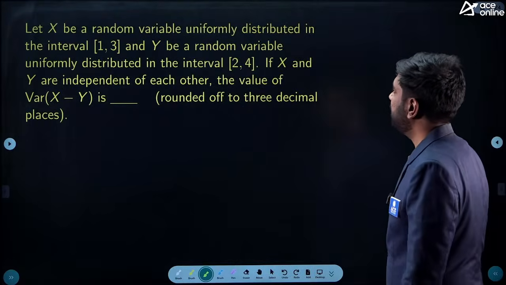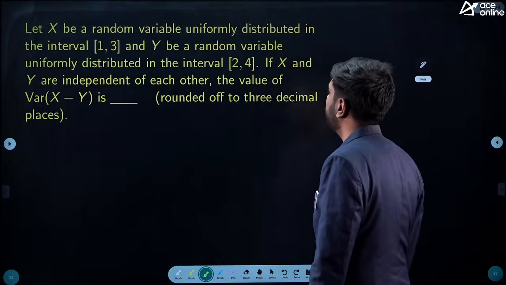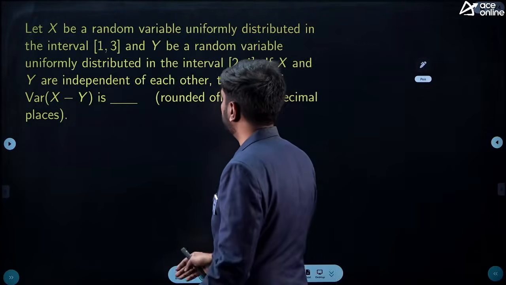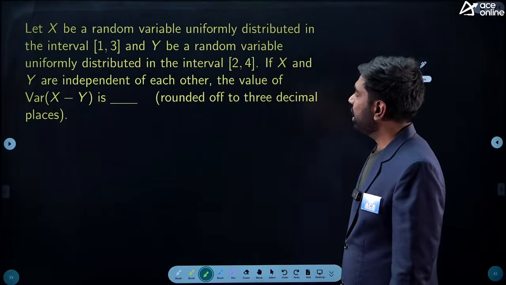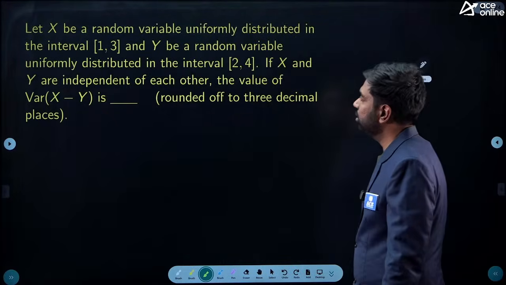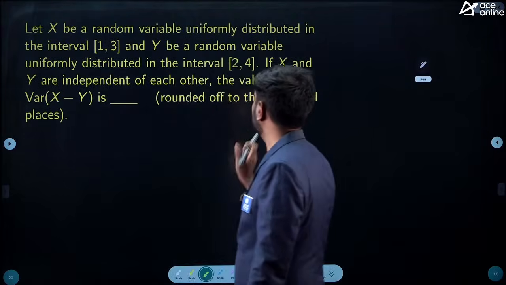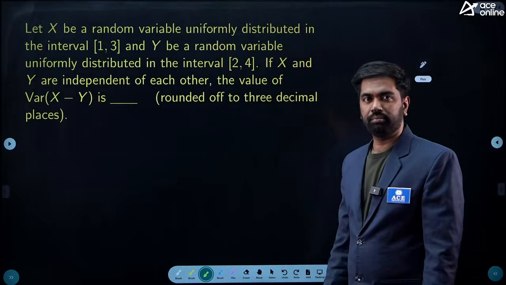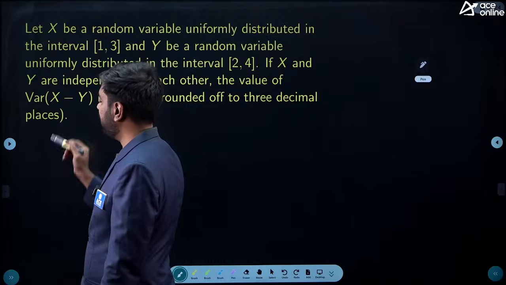Let x be a random variable which is uniformly distributed in the interval 1 to 3. Y be another random variable which is also uniformly distributed in the interval 2 to 4. If x and y are independent of each other, then find the value of variance of x minus y, rounded off to 3 decimal places. Clearly, we are discussing a case where x and y are independent.